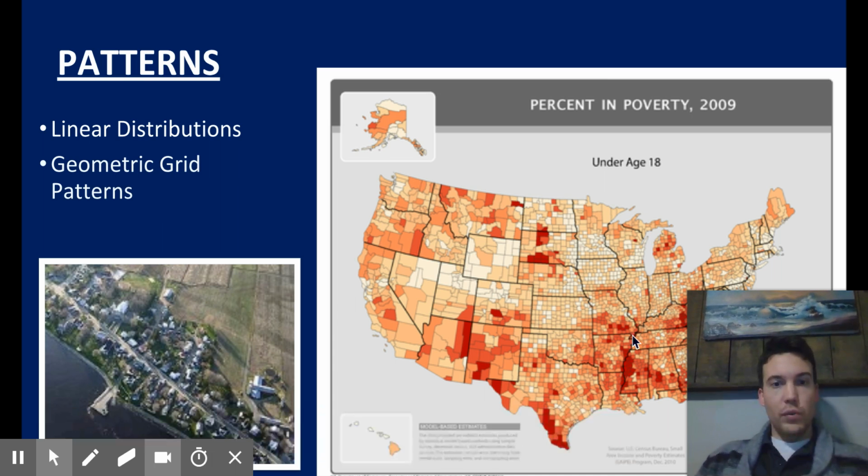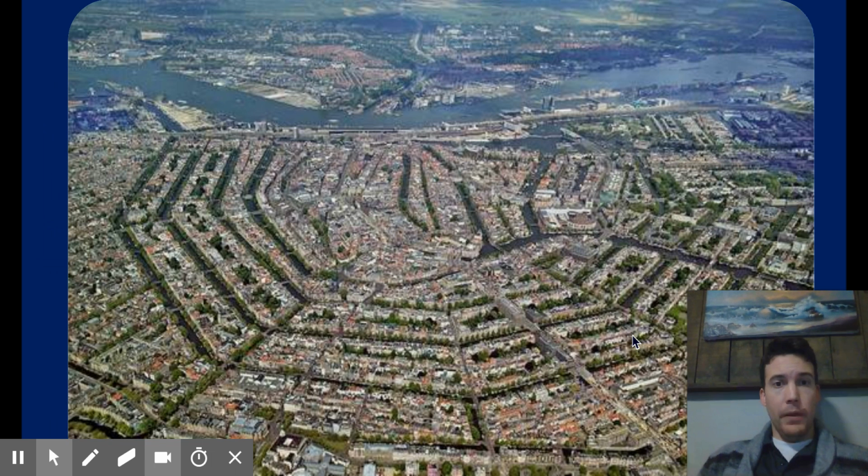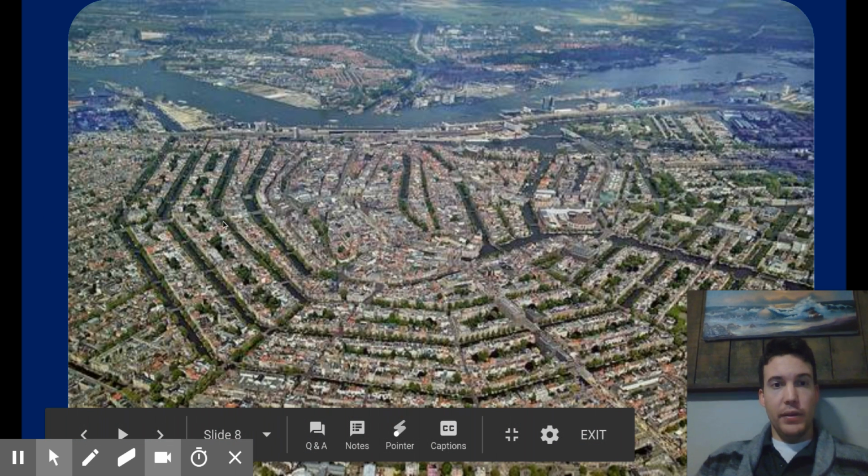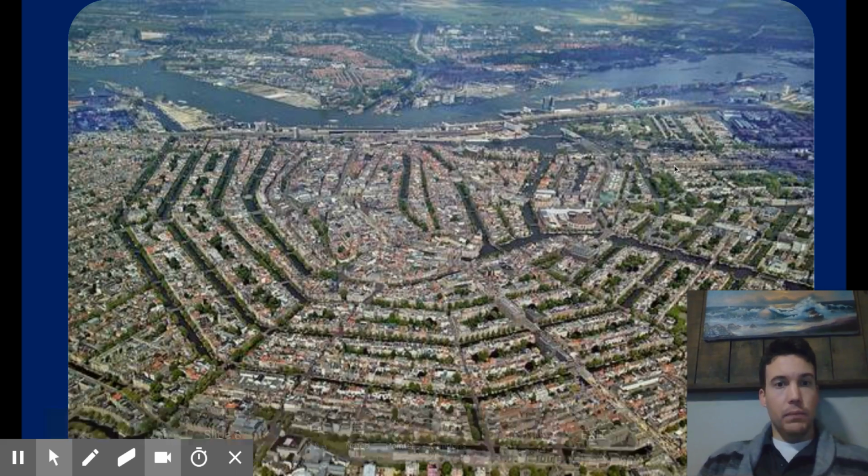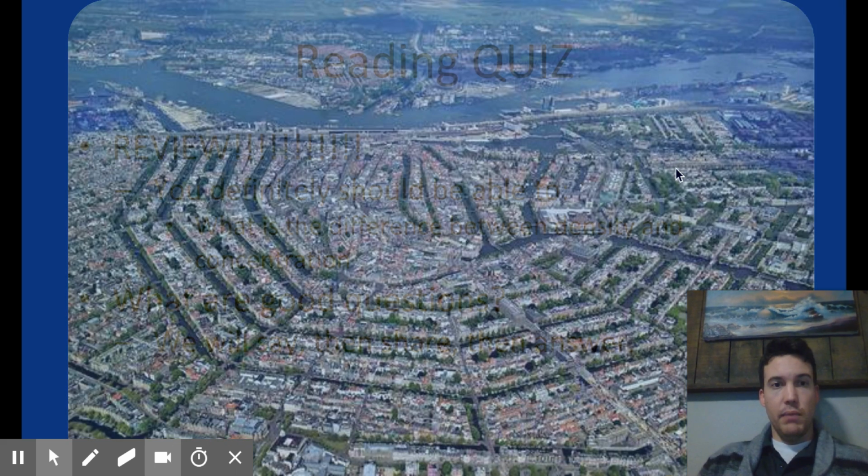Where you also will see geometric grid patterns. You see those all over in cities, right? Roads go in grids, and then we see those patterns floating around. So it's pretty interesting what you can see with this kind of data. Here's a geometric grid pattern. Isn't that fascinating? Built around a center of a city over time.